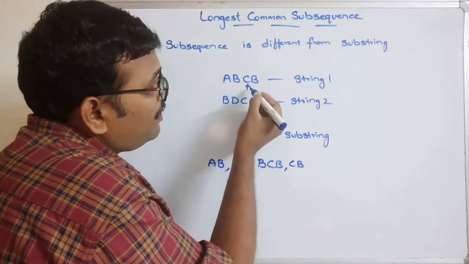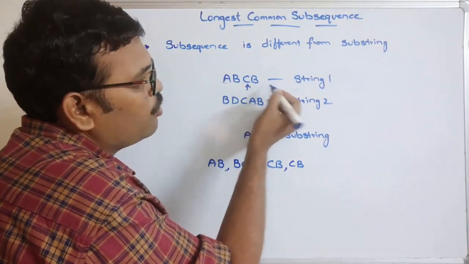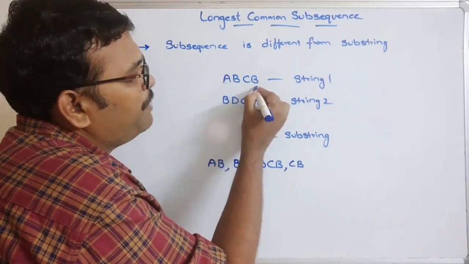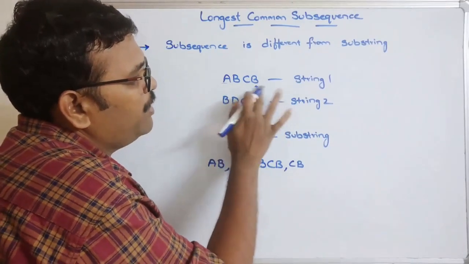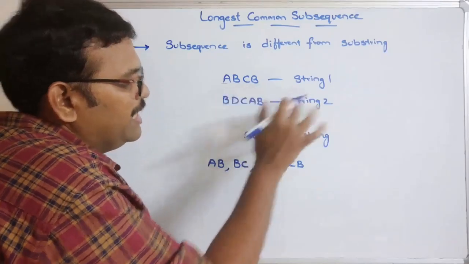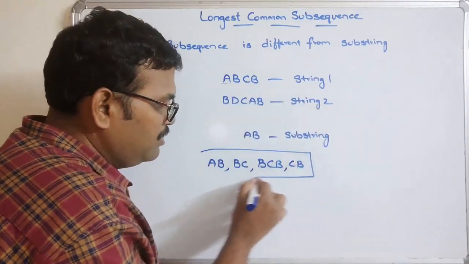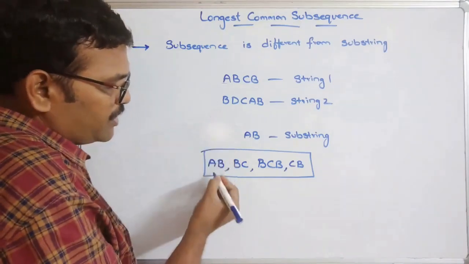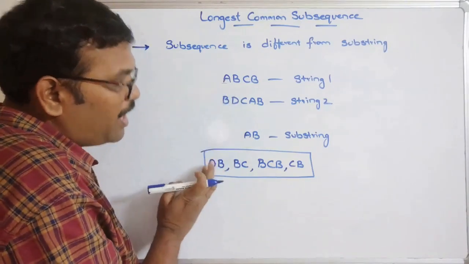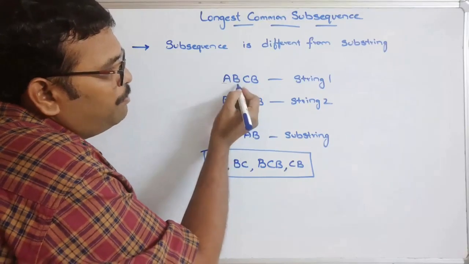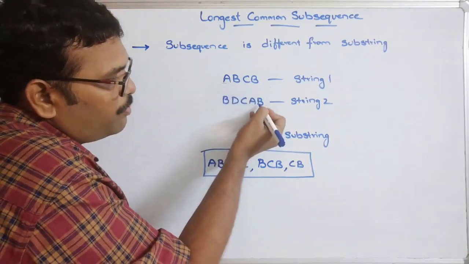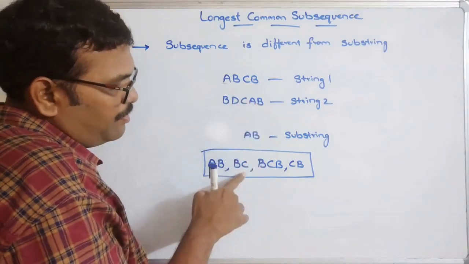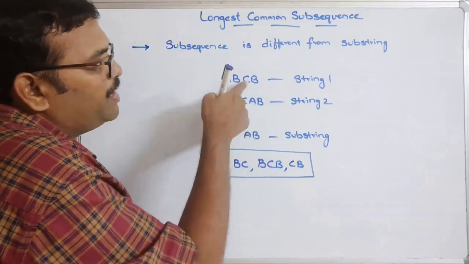Next, CB, and there are no other elements. Next, last one is a B. So here the last one is a B. You need not write that. So these are the common subsequences. You can see, first one AB. So B should appear after A. So here also B is appearing after A. Here also B is appearing after A. B, C: C before B, right?